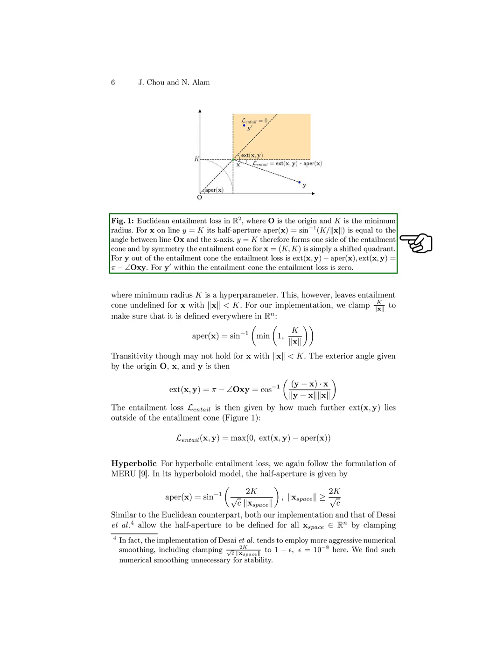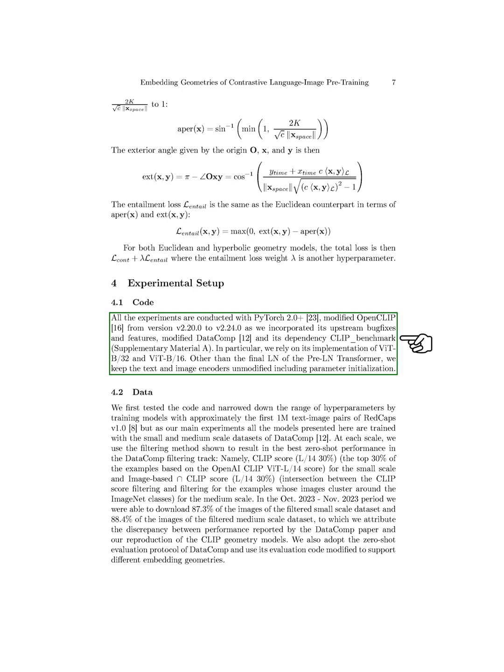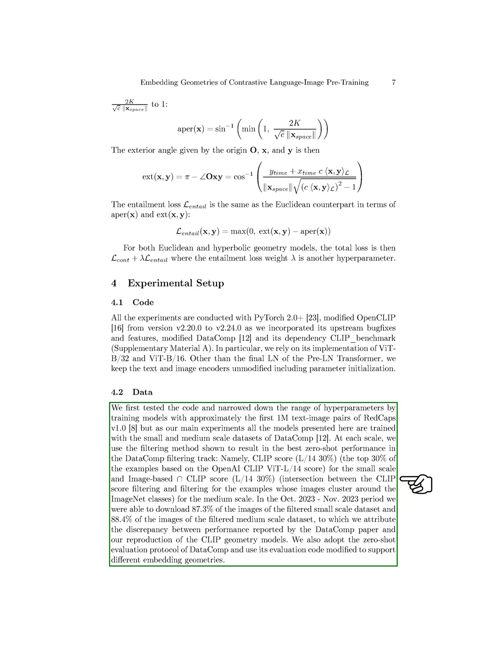We conducted all experiments using PyTorch version 2.0 or higher, along with a modified version of EuCLIP. We specifically utilized the ViT-B/32 and ViT-B/16 implementations, keeping the text and image encoders unchanged except for the final layer normalization. In our data preparation, we initially tested the code and refined the hyperparameter range using the first million text-image pairs from RedCaps version 1.0.